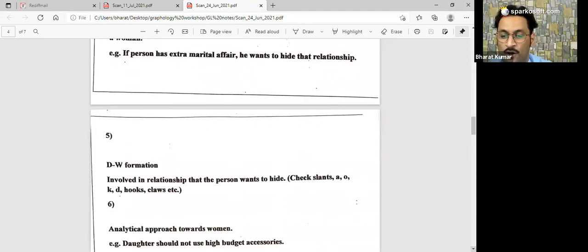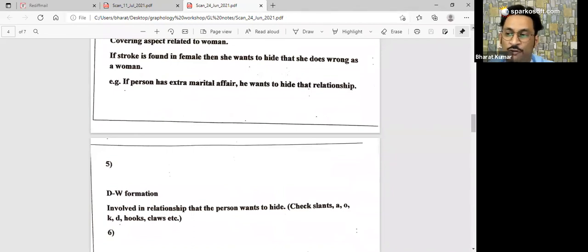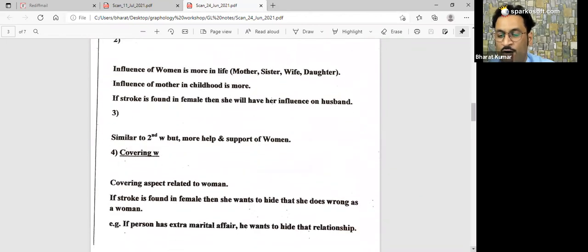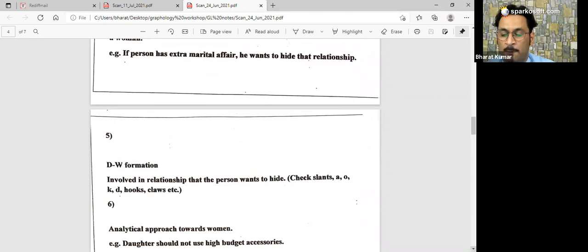Type 5 of W. It is a kind of D. Please check. This kind of W is found in those people who are involved in a relationship that the person wants to hide. But in case you are confused whether they have a hidden relationship, please check slant, A, O, K, D and closure. So don't judge directly if someone has a W similar to D and decide, okay, they have some hidden relationship. Please look for the structure of A, O, K and D.